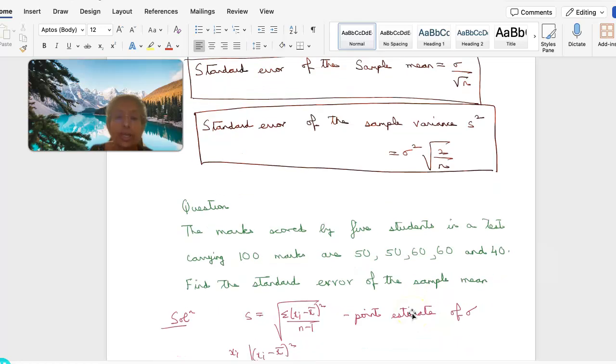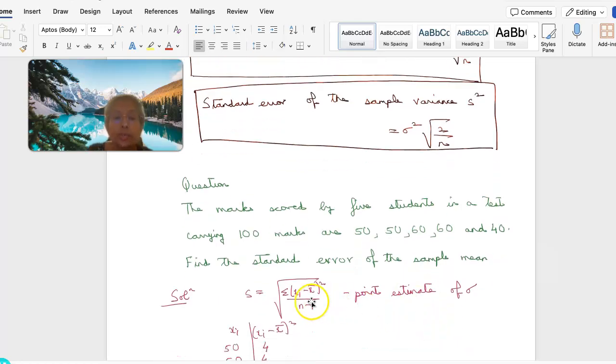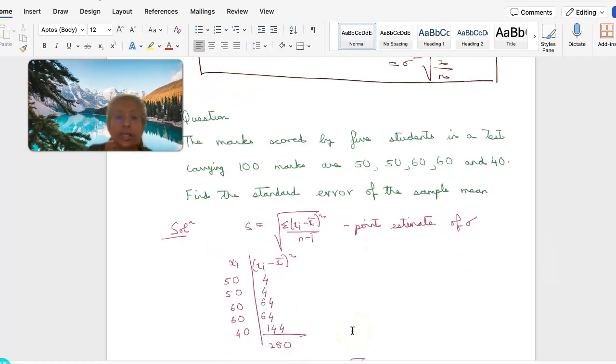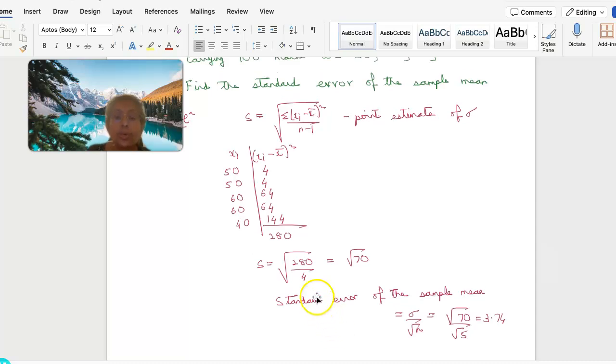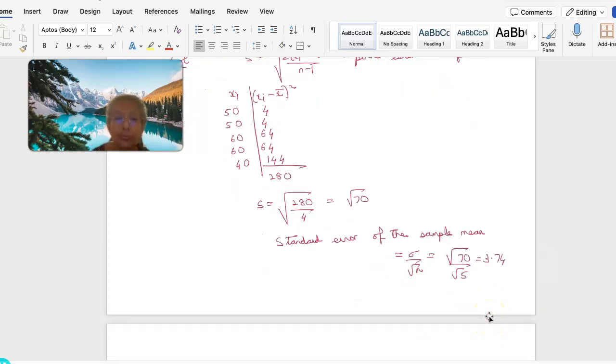So we have the formula S equal to square root of summation xi minus x bar the whole squared by n minus 1. What is this? This is a point estimate of sigma. So we make a table with xi, and you can calculate x bar and calculate summation xi minus x bar the whole squared. So it will be square root of 280 by 4, which is root 70. So the standard error of the sample mean will be S by root n or sigma by root n, which is root 70 by 5, which is 3.74.